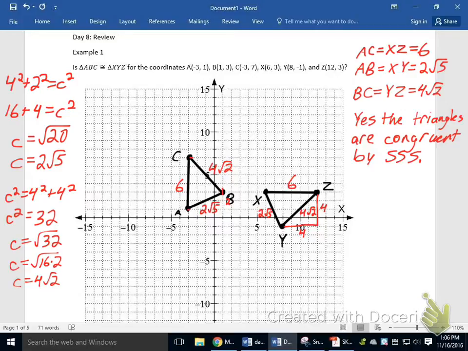Alright, and that wraps that up. As an extension of this problem, let's say instead the problem had asked, is triangle ABC congruent to triangle YZX? And the answer here would have been no. Even though you did have matching measures, the 6 match, the 2 root 5 match, the 4 root 2 match, they don't match correctly for this statement. So AB was 2 root 5, meanwhile YZ was 4 root 2. So the answer to this problem would have been no, they are not congruent.